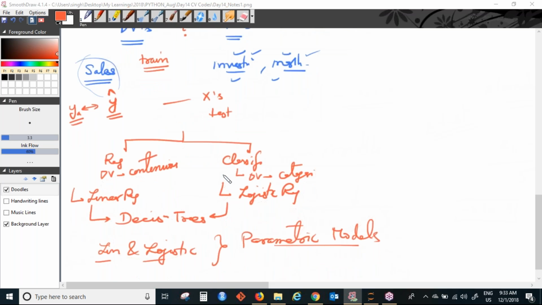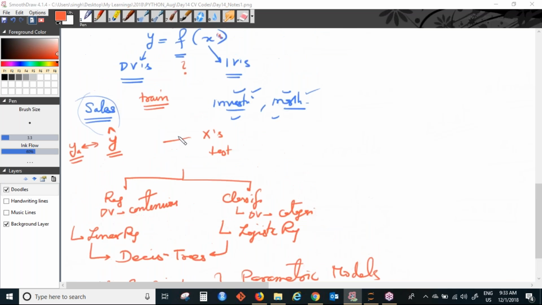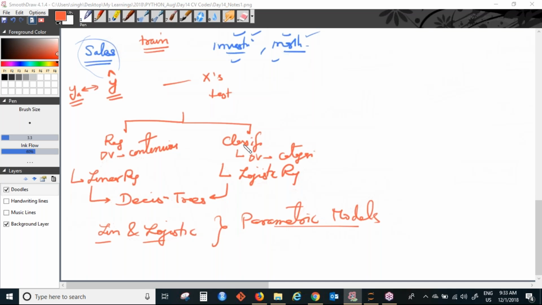Okay, so we all know this. Good. So we know what is regression, we know what is classification. We have covered linear, logistic, and decision trees. Now linear and logistic are known as parametric models. Why are they called parametric models? Because they assume some underlying distribution of the data.